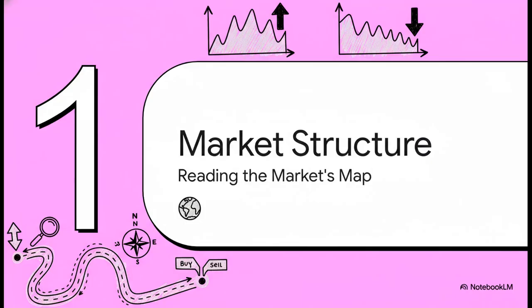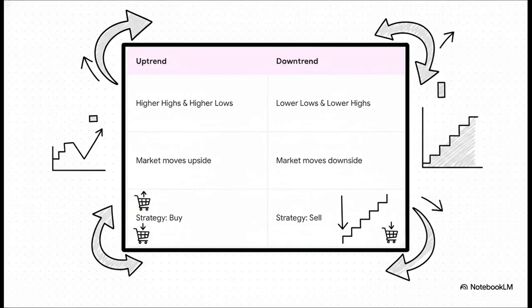Okay, first things first, let's talk about market structure. I want you to think of this as the market's map, okay? It literally shows you the overall direction of the trend and helps you decide, should I be looking to buy or should I be looking to sell? At its core, the market really only does two things we can trade. It goes up or it goes down.